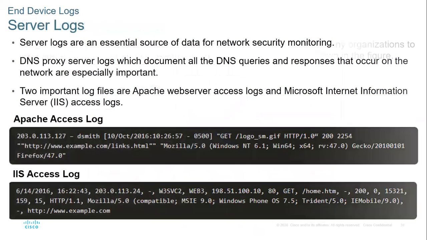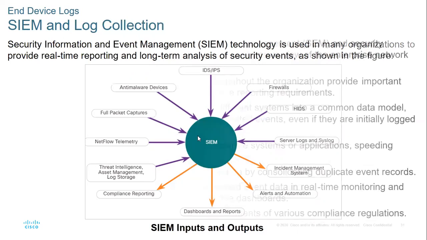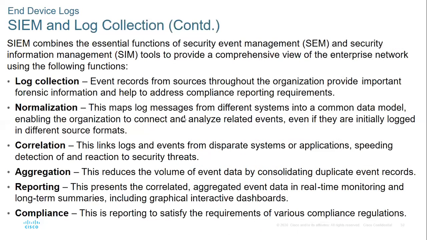So what the SIEM does is put that information, which is in different formats, into the same format so that you can easily understand. Correlation. So this too is able to correlate. This links logs and events from separate systems or applications. And of course, this is going to speed up the detection of or reaction to security threats.